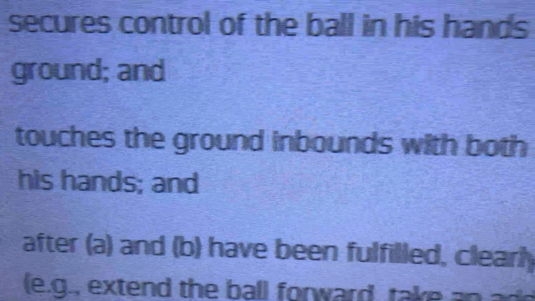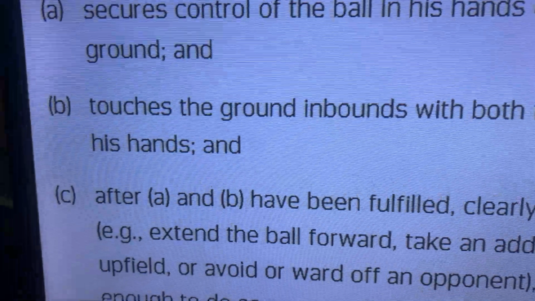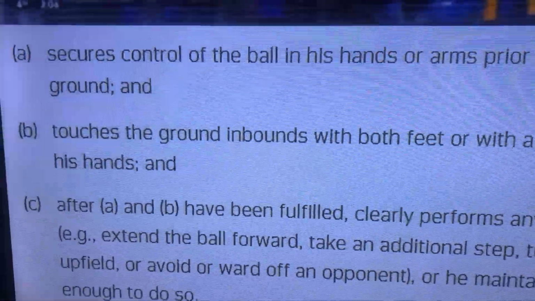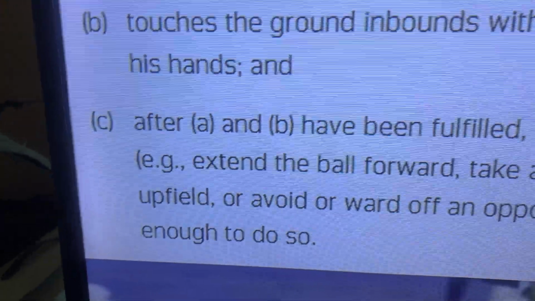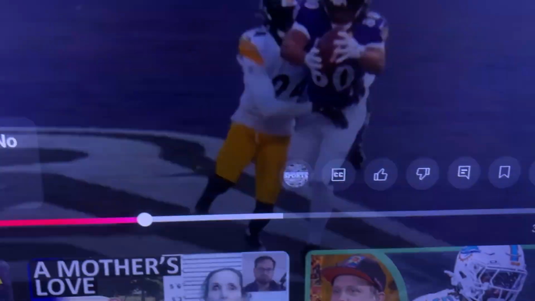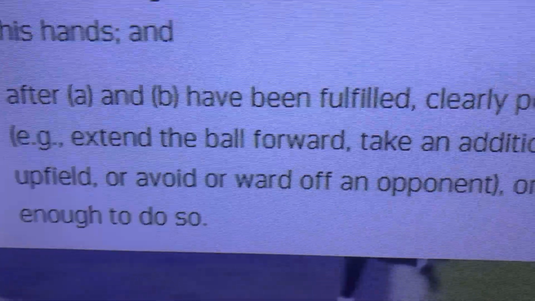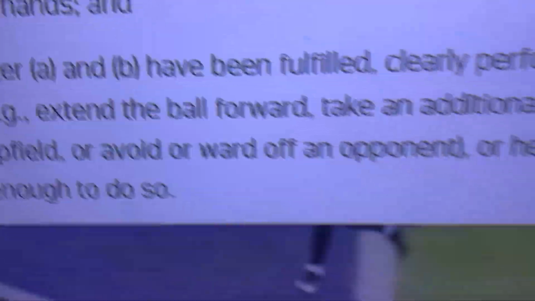B, touches the ground inbounds with both feet or with any part of his body other than his hands. And those two are pretty straightforward. Most people understand those. And then C, so it includes this as well. After A and B have been fulfilled, clearly performs any act common to the game, okay? Such as, extend the ball forward, take an additional step, tuck the ball away and turn upfield, blah, blah, blah.